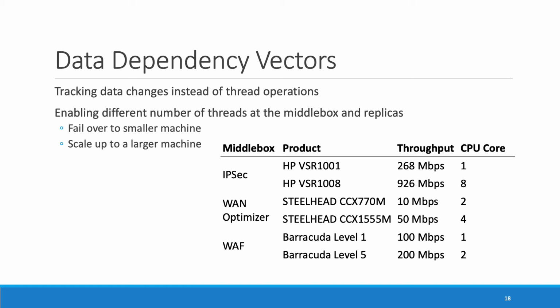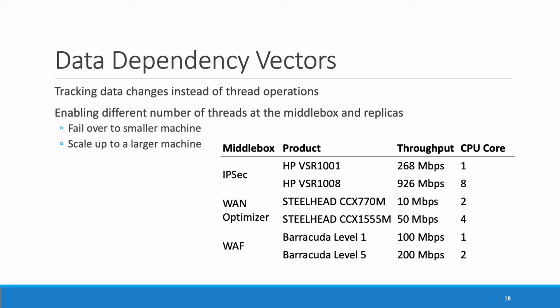FTC uses data dependency vectors to provide concurrent state replication. Data dependency vectors are inspired by the vector clock algorithm to ensure that multiple replica threads replicate the middle box state consistently. Vector clocks are conventionally used to track thread operations. The number of threads must be fixed. This thread-based approach requires the middle box and its replicas to use the same number of threads. In addition, there must be a one-to-one mapping between the middle box's threads and replicas' threads.